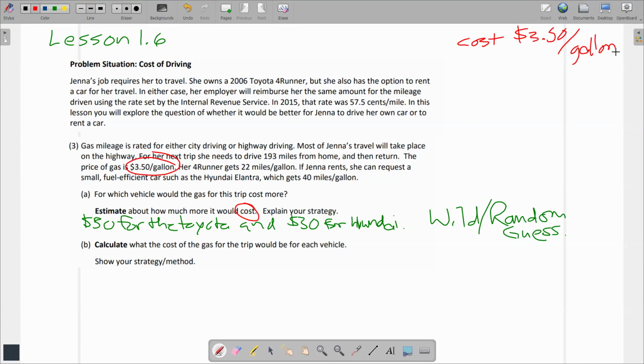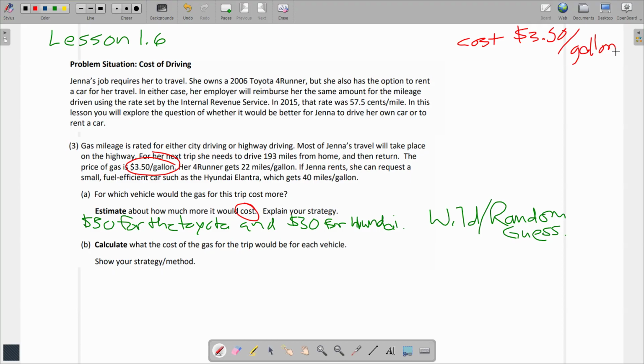Well, I guess that depends on how far she goes, right? Okay, how far does she got to go? 193. Only one way though. That's only one way. She's got to get her butt home. Okay, so I'm just like 193. That's a weird number. I'm just going to call it 200.